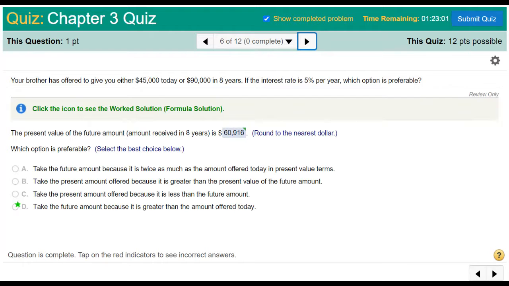This is the same question that was given before, right? So look, if I take the present value of 90,000, it's 60,916. So it's better that I take the future amount because it's greater than the amount offered today. He's offering me $45,000 today, or 90,000 in 8 years. The present value of 90,000 is greater than if I were to take the 45,000 and put it away at 5%. This is greater, much greater. So it's to take the future value.